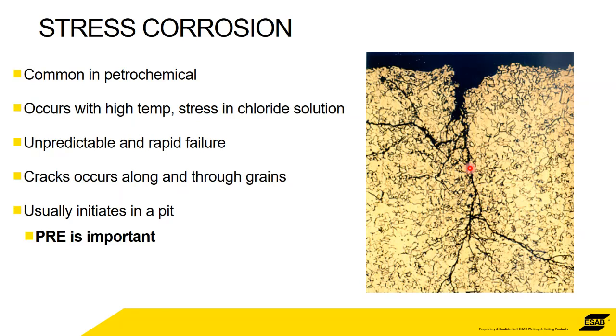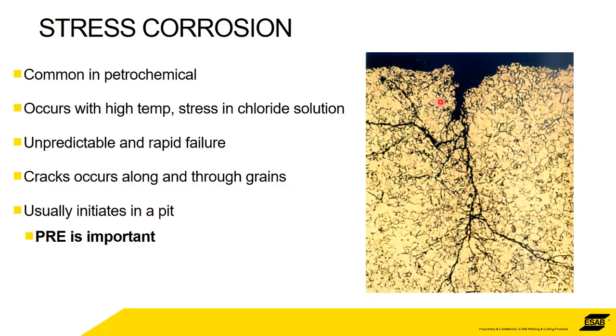Stress corrosion cracking requires several things to happen. So it's very popular, I should say, very common in the petrochemical industry, because it really requires chloride solutions. So oil containing pipelines, for example. It's very unpredictable and it's a very rapid failure, and you can see the crack goes through and along the grains, and it initiates in a pit.